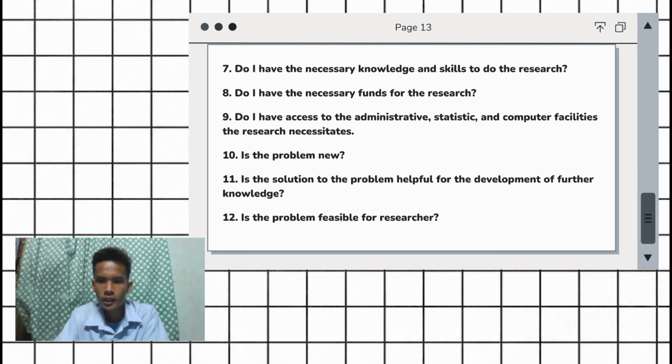So, importante itong mga guide question na to kasi dapat yung research nyo na-answer tong mga tanong na to. Kung hindi nyo magagawa ng maayos yung research nyo.